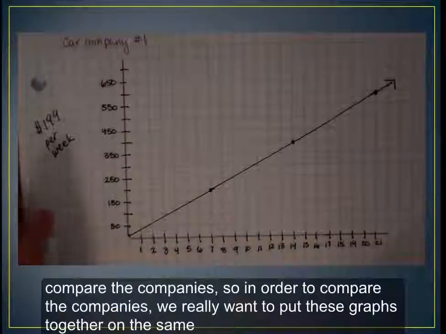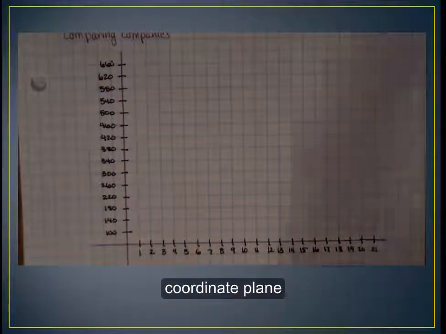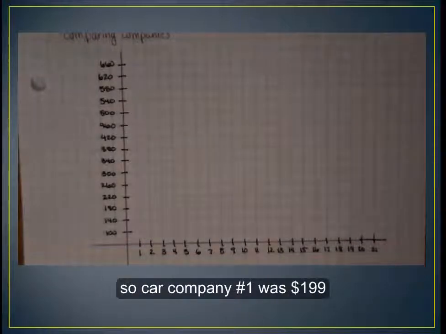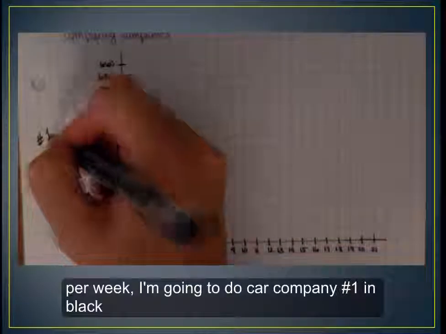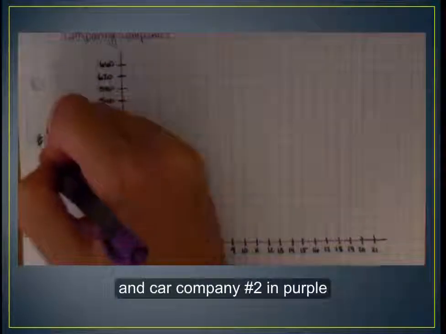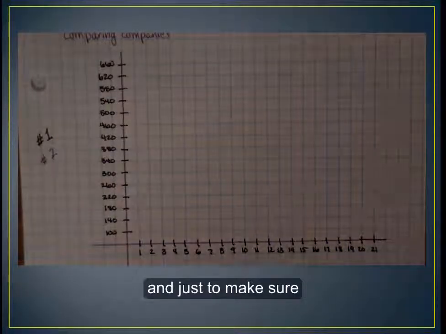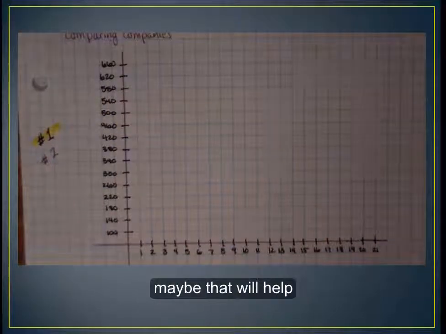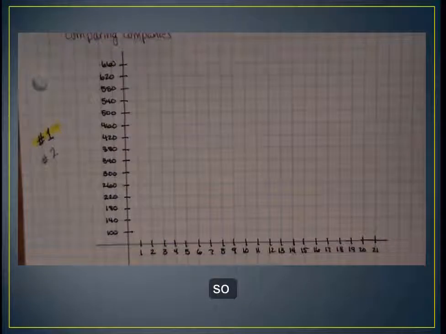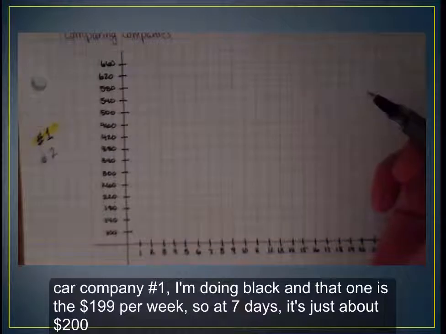So in order to compare the companies, we really want to put these graphs together on the same coordinate plane. So car company number 1 was $199 per week. I'm going to do car company number 1 in black and car company number 2 in purple. And just to make sure, for anybody that has color, I'll highlight this one yellow. Maybe that will help. Does that show up? Yeah, it does. Okay. So car company number 1, I'm doing black, and that one was the $199 per week.